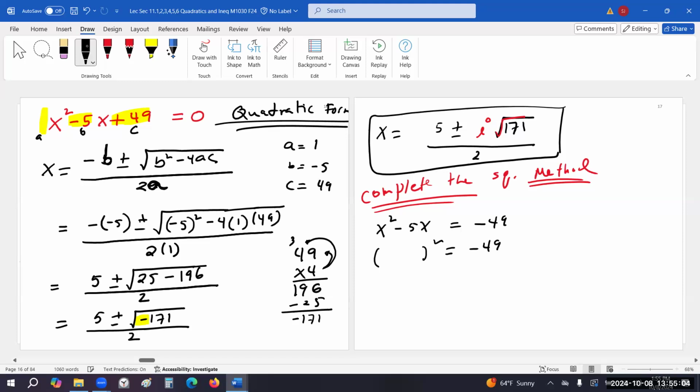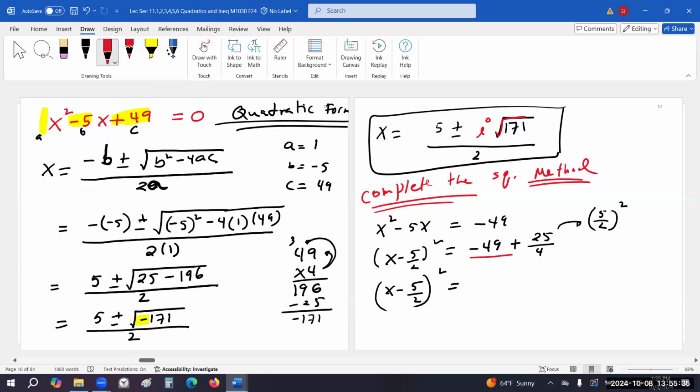What goes inside? x minus 5 over 2. So what are you going to add? 25 over 4, because this is 5 over 2 squared. So x minus 5 over 2 squared.